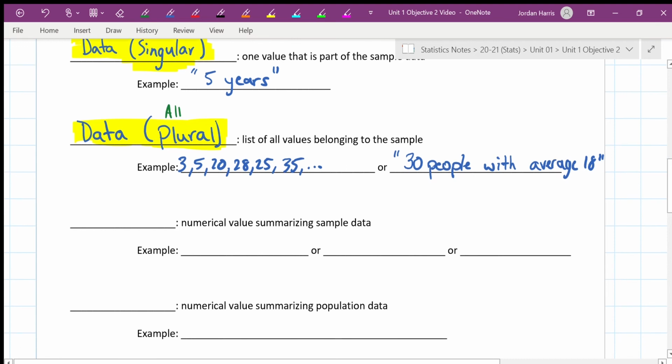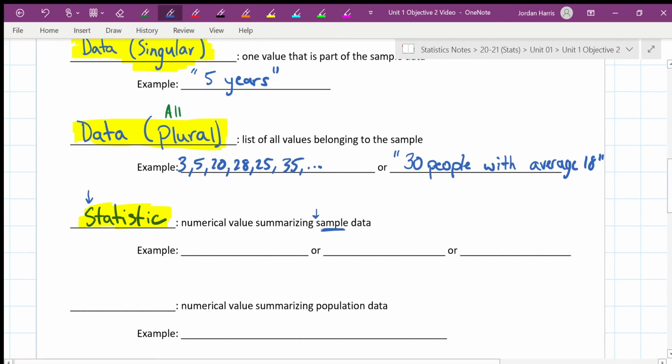Okay, the next term is a statistic. Okay, this is usually the thing we're trying to calculate. It's a numerical value summarizing sample data. All right, so statistic summarizes sample. There's going to be a confusion here with the next term, so you got to look at the first letter. Okay, the first letter of statistic is S, relates to sample, which has the first letter of S. Statistic, sample.